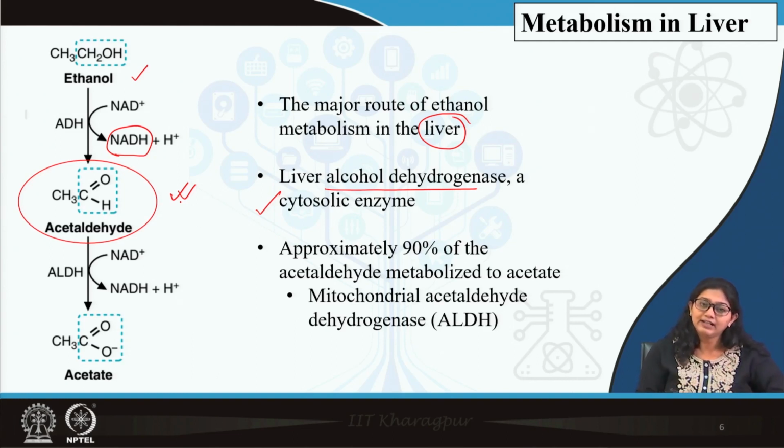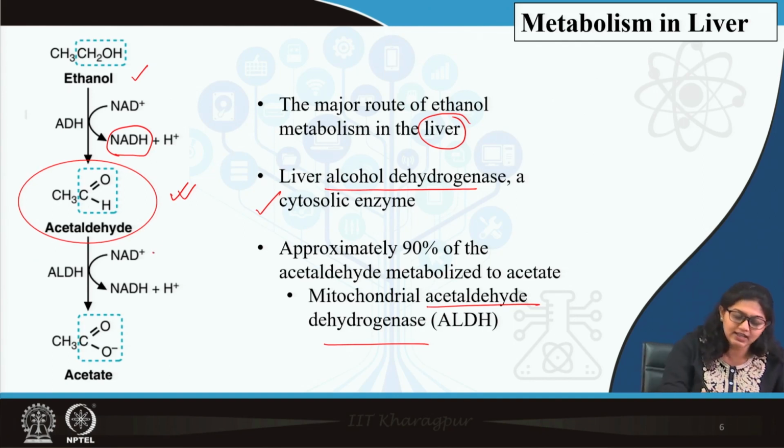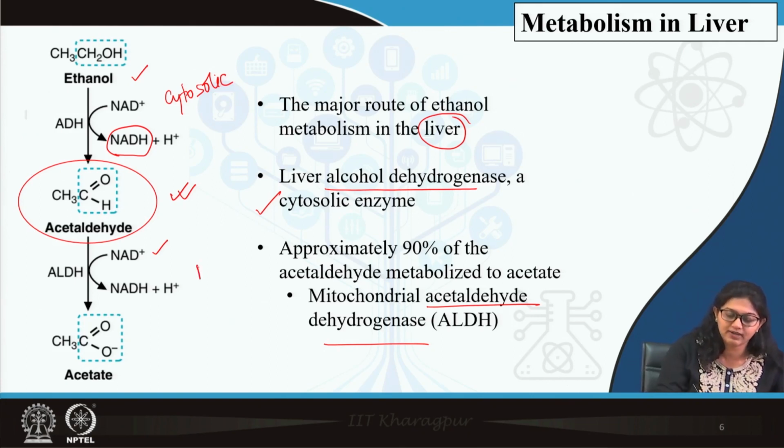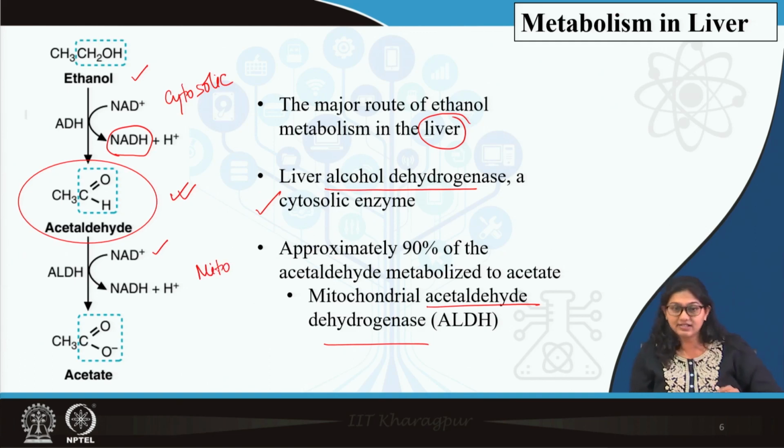Now, 90% of this acetaldehyde is basically taken care of by the liver, and the enzyme is acetaldehyde dehydrogenase. Both of them are dehydrogenases. So, definitely both of them are using NAD, which is converted to NADH. But importantly, one thing to remember, this NAD is cytosolic. The NAD which is utilized by alcohol dehydrogenase is cytosolic, whereas the NAD which is utilized by acetaldehyde dehydrogenase, that is a mitochondrial enzyme.